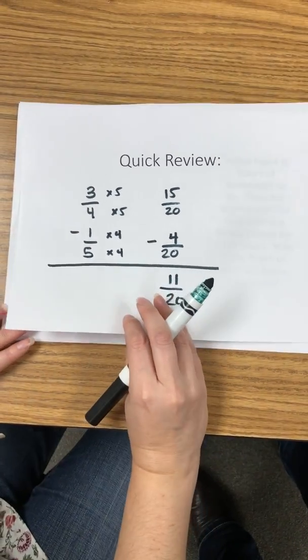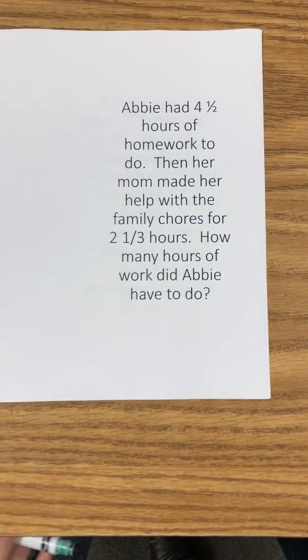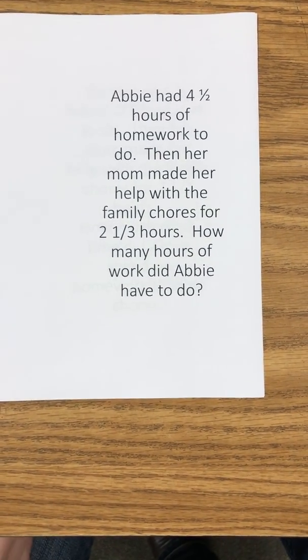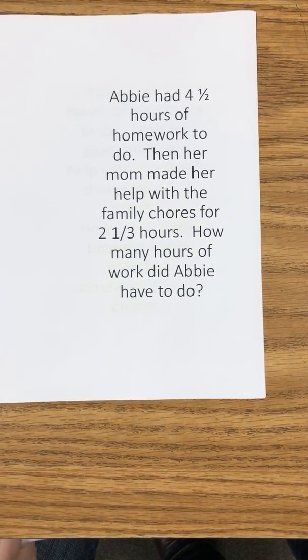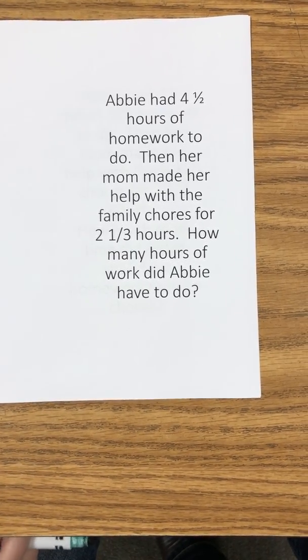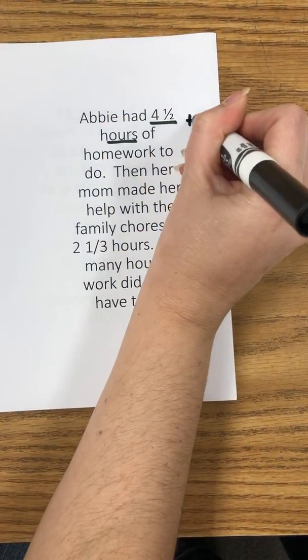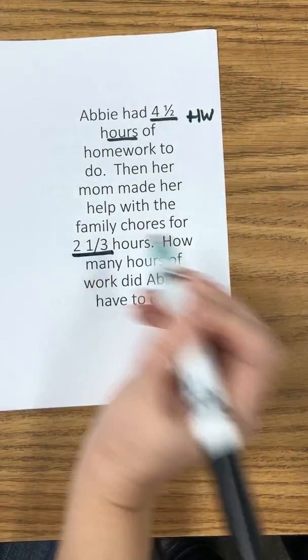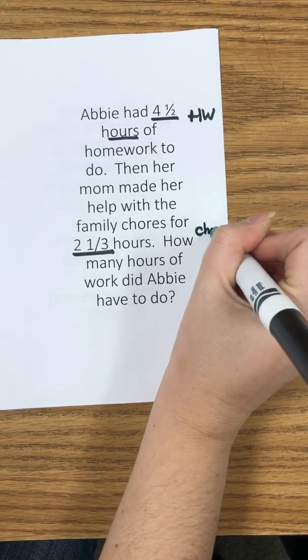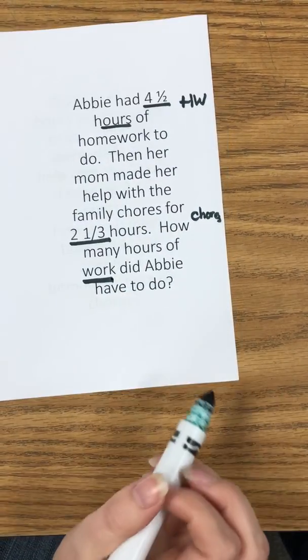So now let's look at our problem and see how this works with mixed numbers. Abby had 4 1/2 hours of homework to do. Then her mom made her help with the family chores for 2 1/3 hours. How many hours of work did Abby have to do? Well, I know that there's 4 1/2 hours of homework, and there's 2 1/3 hours that was chores. And the question asks, how many hours of work did Abby have to do?